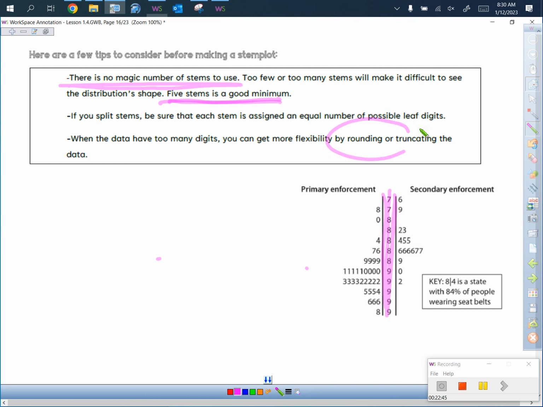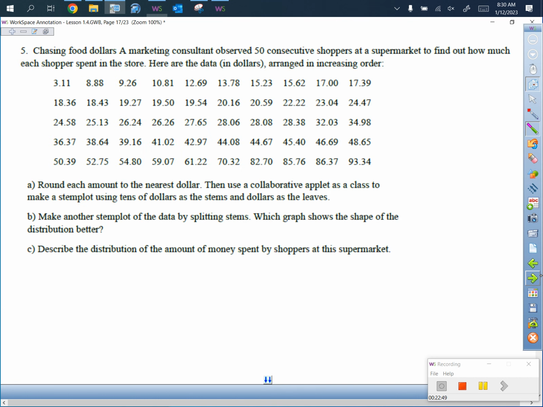So that leads us right into the very last problem where we might need to round some of these numbers off. Would you look at all of this data here? Chasing food for dollars. A marketing consultant observed 50 consecutive shoppers at a supermarket to find out how much each shopper spent at a store. So they were just standing at the cash register.